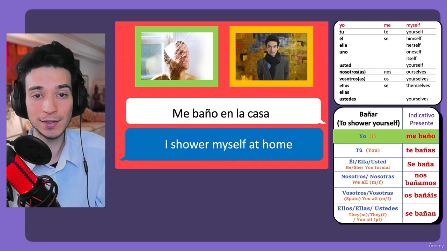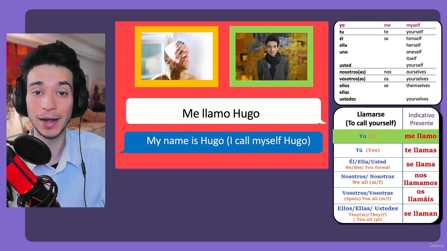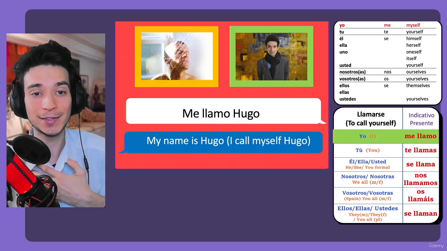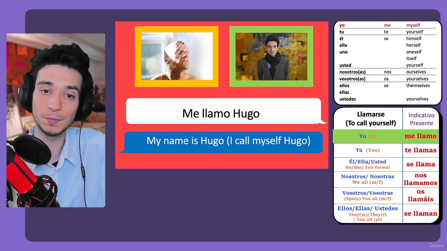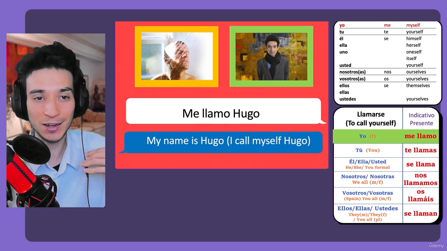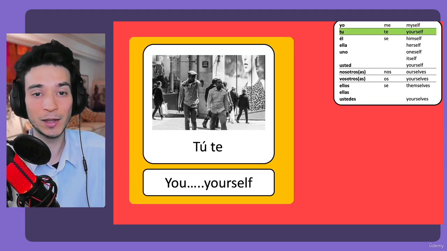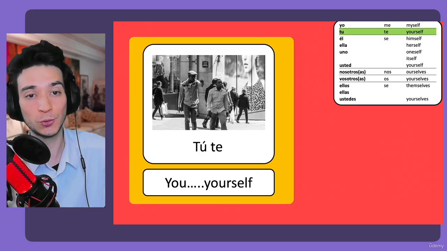And the other example would be me llamo Hugo. My name is Hugo. But in Spanish we say I call myself Hugo. Yo me llamo Hugo. Me llamo. So it means my name is Hugo, but we say I call myself. Yo me llamo Hugo. And then we have tú te, which is you do something to yourself.